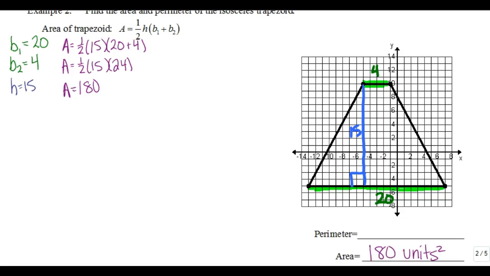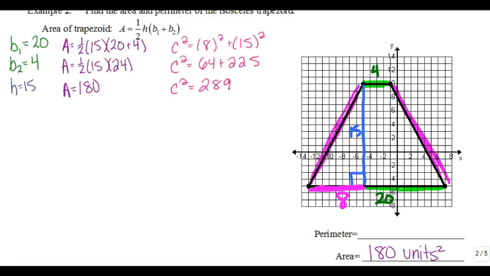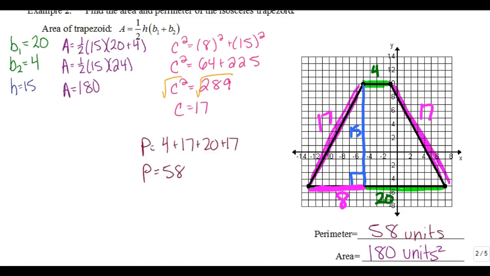Our next job is to find the length of those two congruent legs. Just like we did in the problem above, we're going to use the Pythagorean theorem to find our missing side length. For our right triangle, one of our legs is 8 and the other leg is 15. So we found that each leg is 17 units. To find the perimeter, we need to add up all of the outside sides. We find that the perimeter is 58 units. So to summarize, perimeter is 58 units, the area is 180 square units.